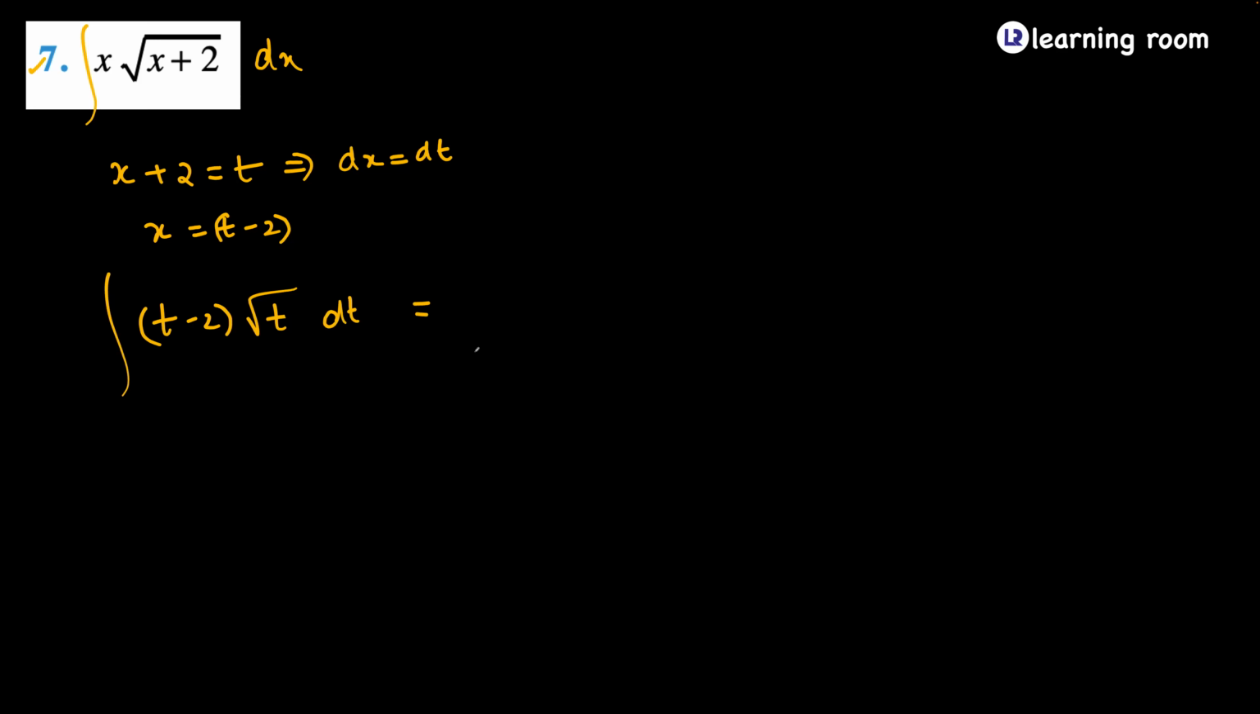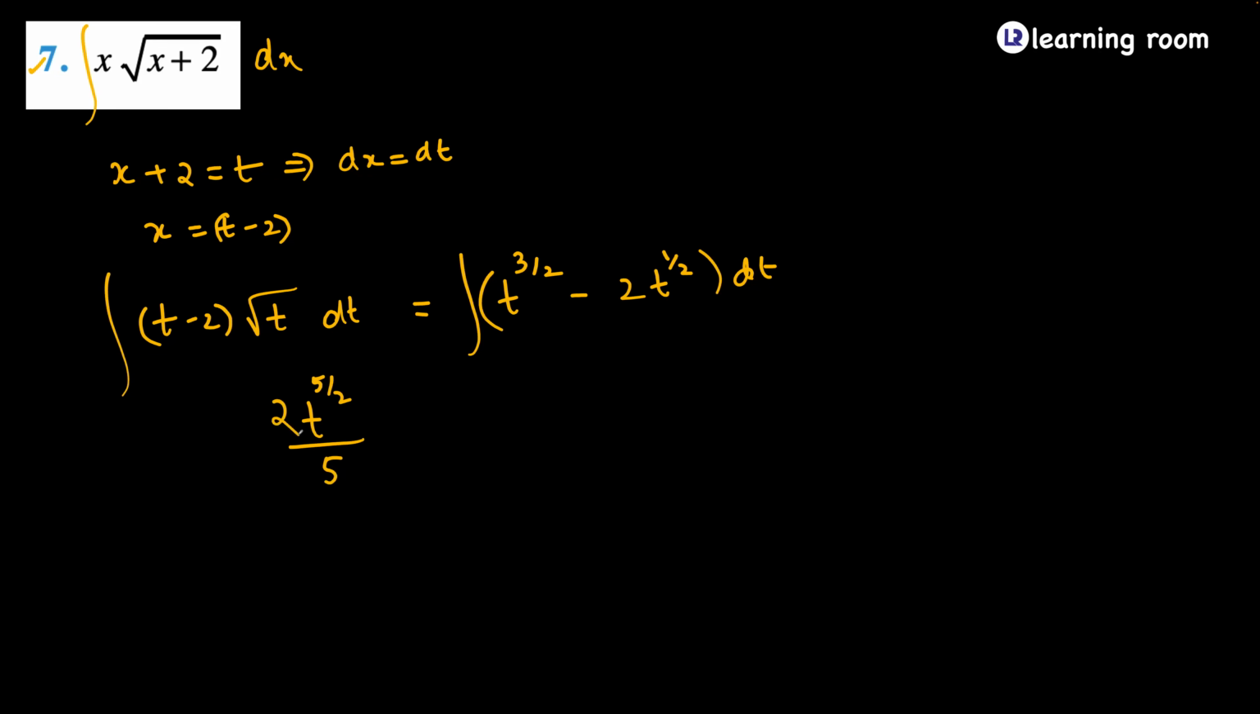So this will be how much? Integral of t power 3 by 2 minus 2 into t power half, the whole multiplied with dt. Makes sense? The square root of t is t power half, into t is t power 3 by 2, minus 2 into t power half times dt. Right? So what is the integral of t power 3 by 2? It is going to be t power 5 by 2 by 5 by 2.